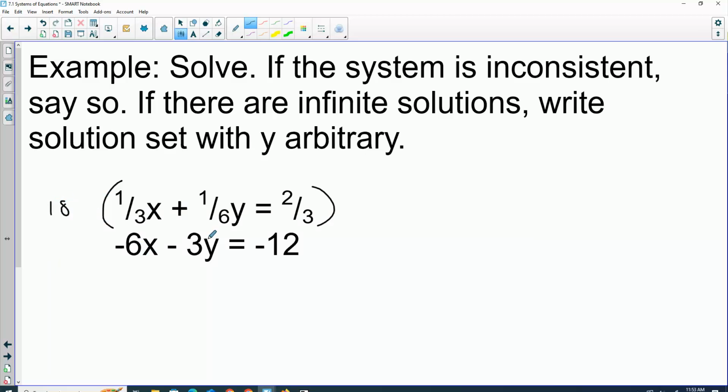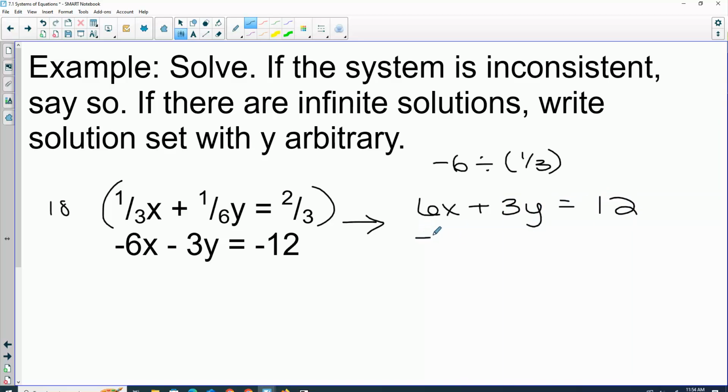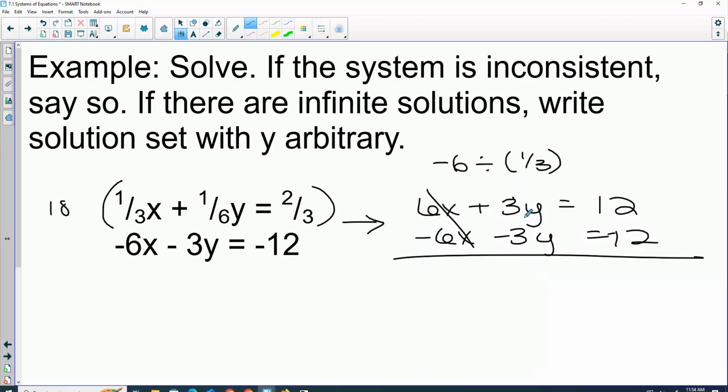If you're not sure, you just divide them. So you divide the coefficients. Negative 6 divided by 1/3 gives you 18. So that's what we need to multiply by. So if I distribute my 18, I get 6x plus 3y equals 12. And negative 6x minus 3y equals negative 12. When I add, the x cancels, the y cancels, so I get 0 equals 12 plus negative 12, which is 0.